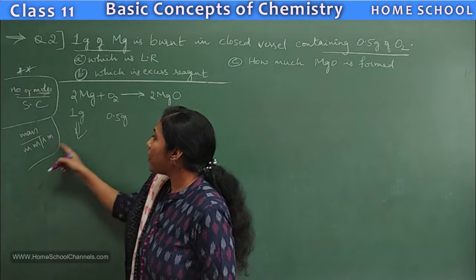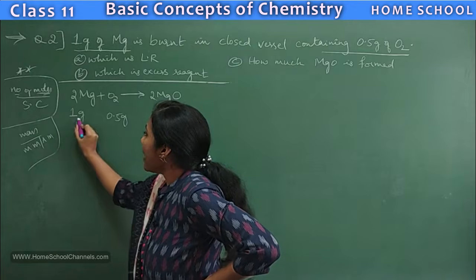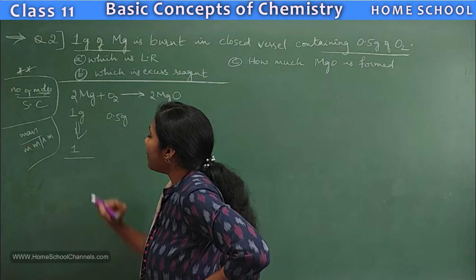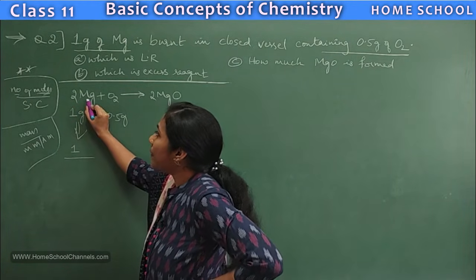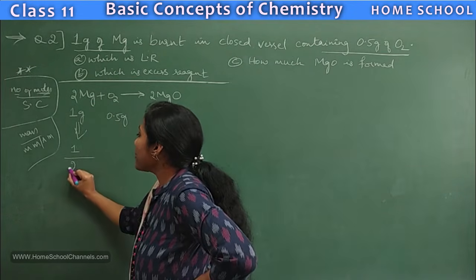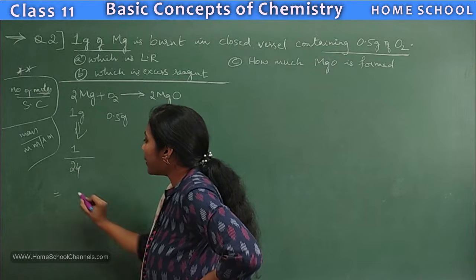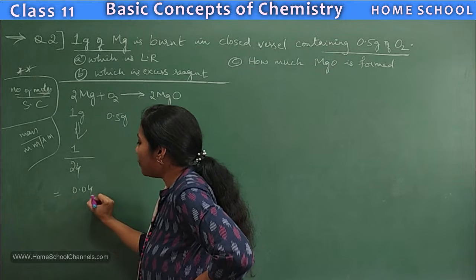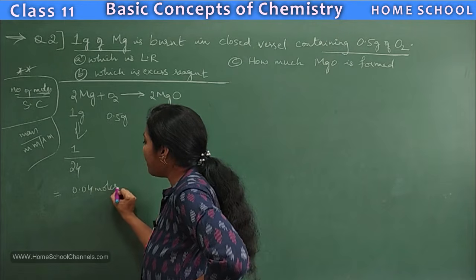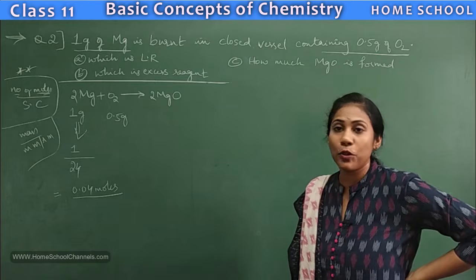So apply this formula and first calculate moles. What is the mass given? 1 divided by the atomic mass of Mg. It is an element, so the atomic mass is 24. So 1 divided by 24, how much do you get? You will get around 0.04. So the number of moles of Mg is 0.04 moles.